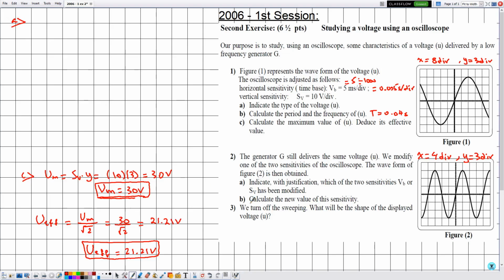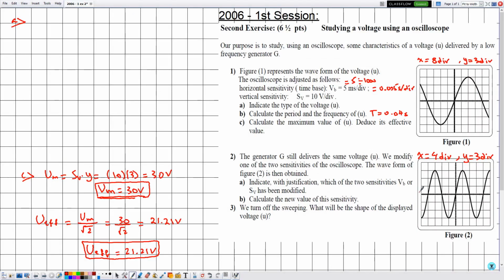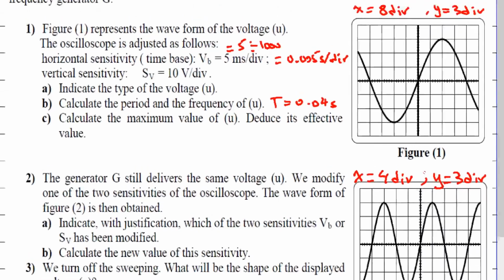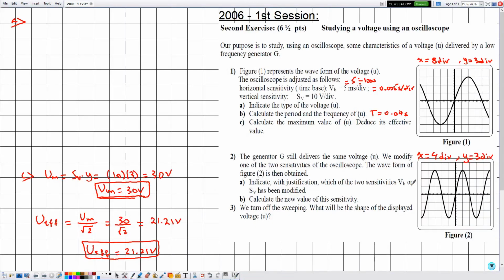Now in part A they are telling me to indicate with a justification which of the two sensitivities VB or SV has been modified, and the word modified means that the value has changed. Okay, so now if you compare the two figures 1 and 2, we can notice that X has changed from 8 divisions to 4 divisions, while the value of Y remains constant at 3 divisions. And we know that the value of X is related to VB, whereas the value of Y is related to SV. Since the value of X has changed from 8 divisions to 4 divisions, this means that VB has been modified.